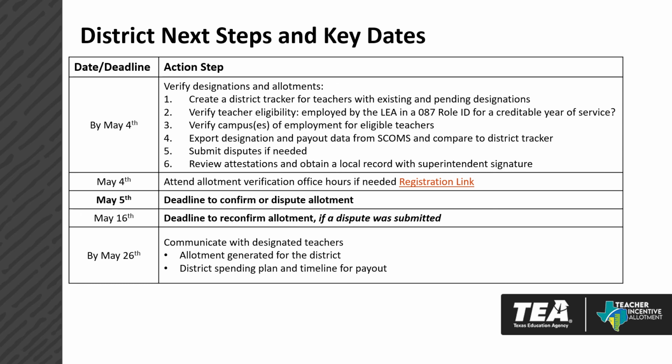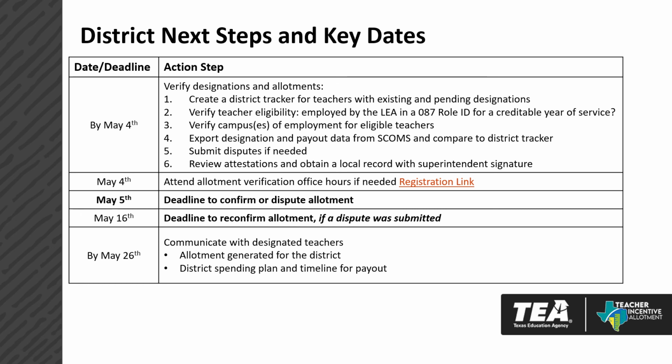Then you'll export your designation and payout data from SCOMS and compare it to the district tracker. If there are any discrepancies, you'll submit a dispute at teacher level and then review attestations and obtain a local record with the superintendent's signature. On May 4th, you can attend allotment verification office hours if needed, come with questions or concerns or any issues you're having with confirming or disputing.